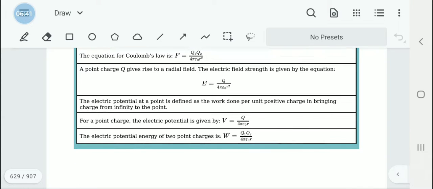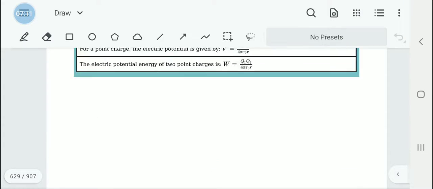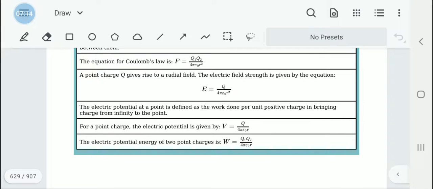Then the electric potential at a point is defined as the work done per unit positive charge in bringing the charge from infinity, where the potential is zero, to the point. The electric potential for a point charge is given by V equals Q upon 4 pi epsilon O r. The electric potential energy of two point charges is W equals Q1 Q2 upon 4 pi epsilon O r. These are the major equations that we discussed. All the other sub equations as well you need to remember.